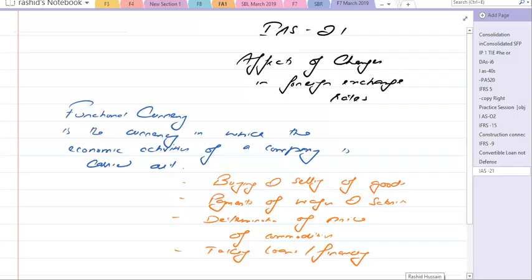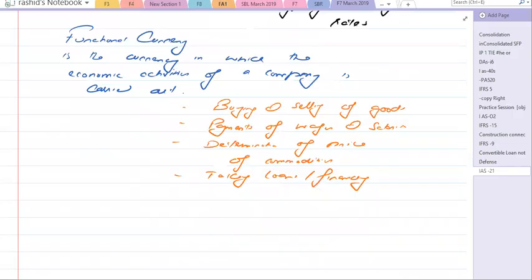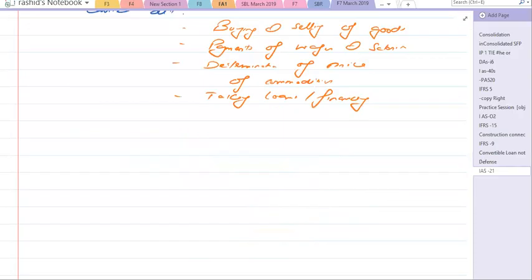So like buying and selling of goods, payments of wages and salaries, determination of the price of commodities by the authorities, and taking loans, financing, such as. So this is the functional currency. For example, in Pakistan, we are buying in rupees, we are selling in rupees, and similarly we determine the price of goods and services in rupees. We pay our employees wages and salaries in rupees. So our functional currency is the rupee.